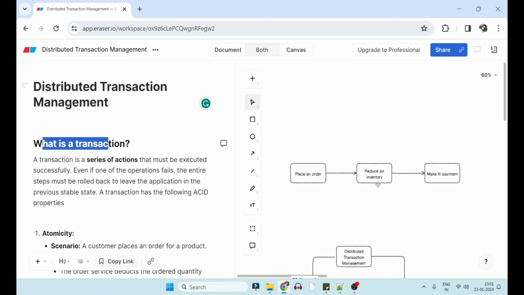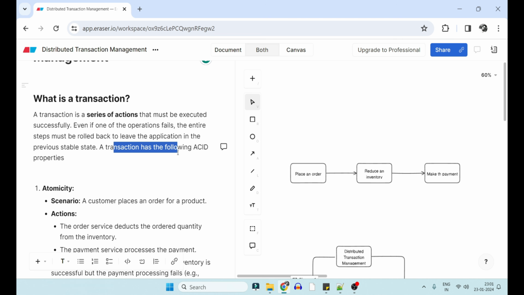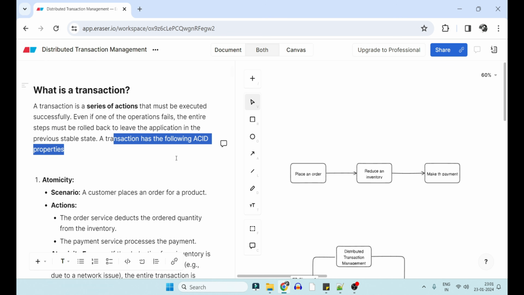Place an order, reduce the inventory, make the payment. When successful, make the order successful. So basically it should have ACID properties followed. Be it monolithic, be it microservice, ACID properties have to be followed. So what is an ACID property?